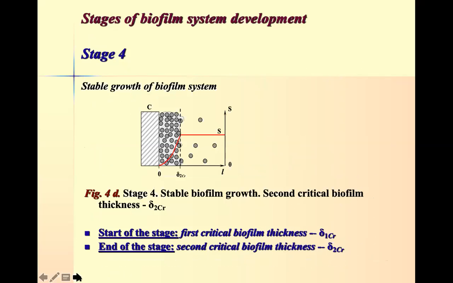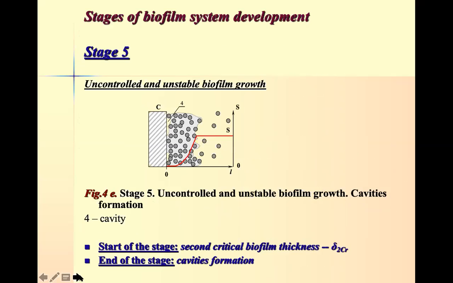Let me show you stage 4. In case of stage 4, you see second critical thickness is formed, and here you see how the biofilm system is developed. First critical biofilm thickness, delta 1 CR, and delta 2 CR is developed. Delta 1 CR is up to like that. So biofilm is gradually increasing, and please go through this part.